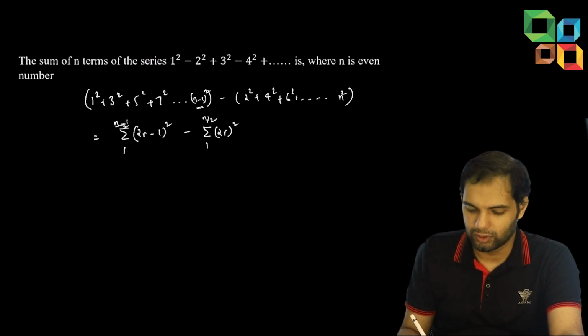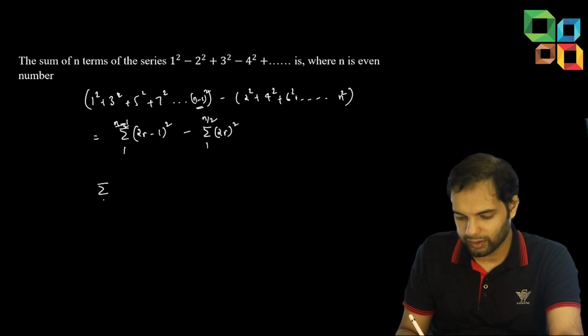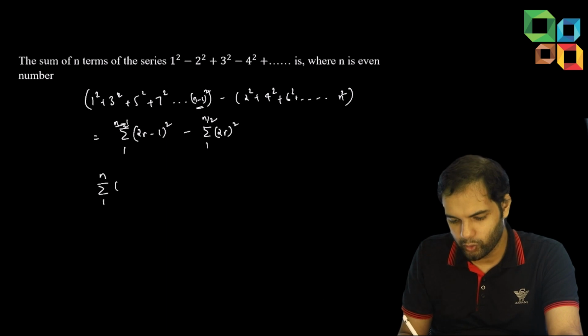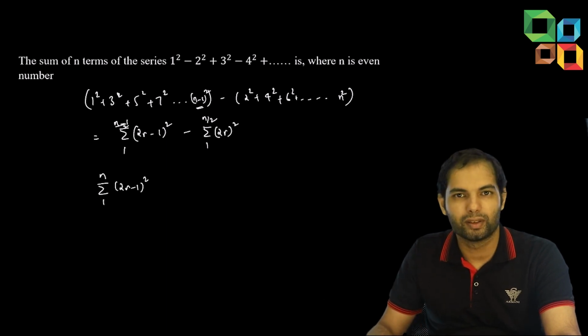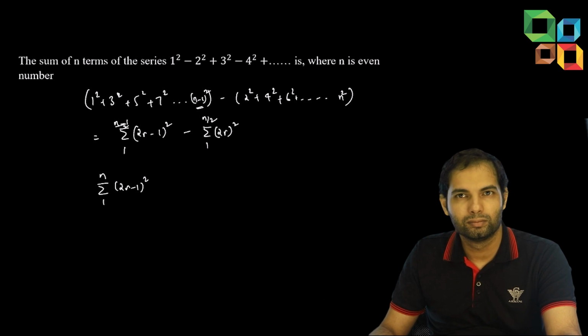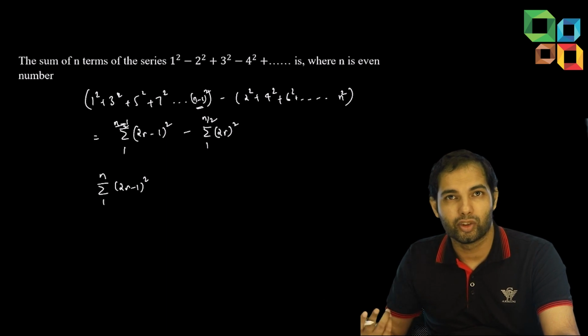Just to ask you, do we know the summation of, say, 1 to n, of 2r minus 1 whole square? Do you know how to find the summation of this? Anybody? No one. Okay, I'll take this up in the next section. I'll teach you after this how to figure out any sum like this.